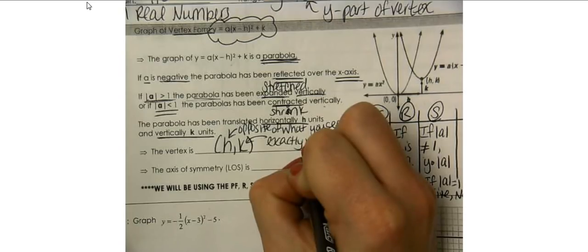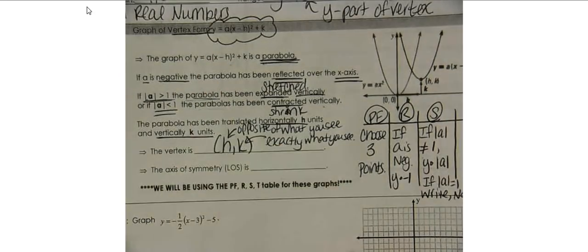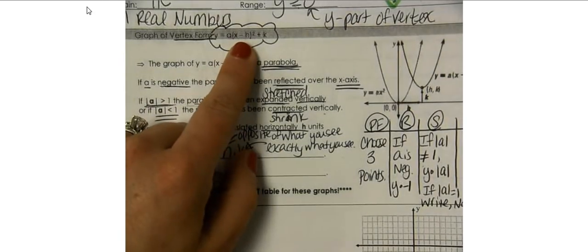So when it comes to H, if inside of the parentheses you see a positive number, like x plus 2, that means that your H value will be negative 2. If you see like an x minus 3, the opposite of a minus 3 is a positive 3. Our H value would be the number 3. So it's always the opposite of what you see.